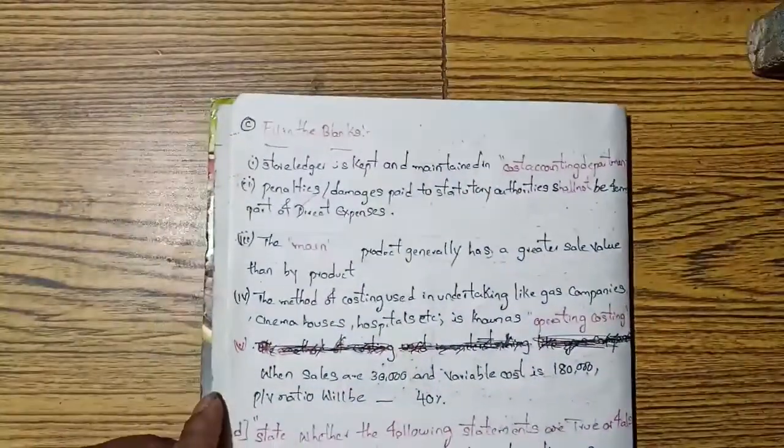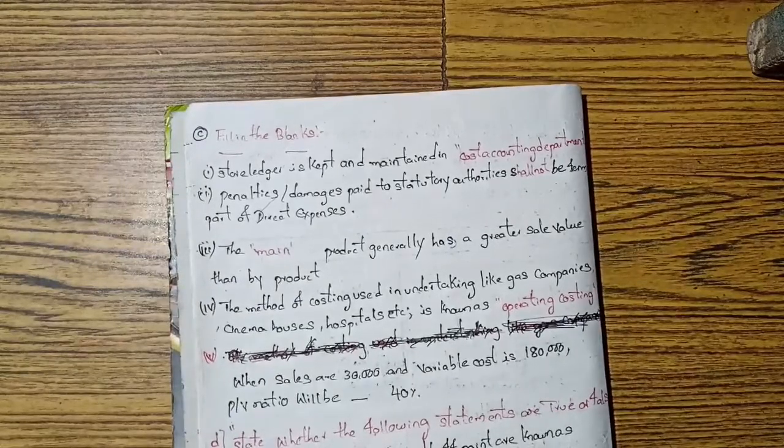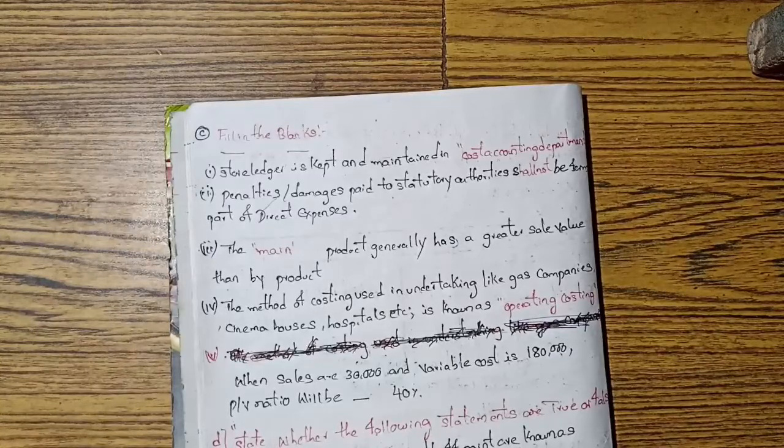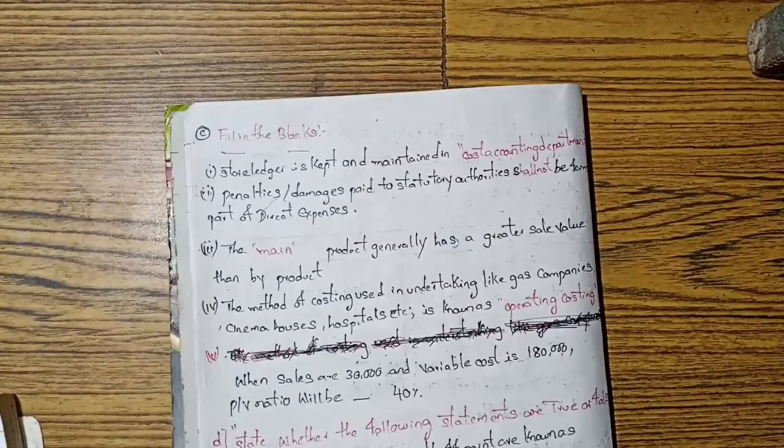Next, we move into the next topic. Here, fill in the blanks. Cost stores ledger is kept and maintained by dash. Stores ledger is kept and maintained by the cost accounting department.